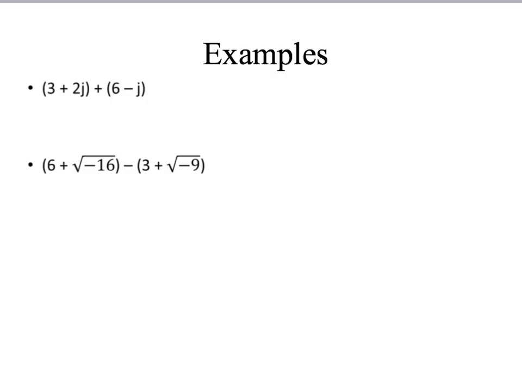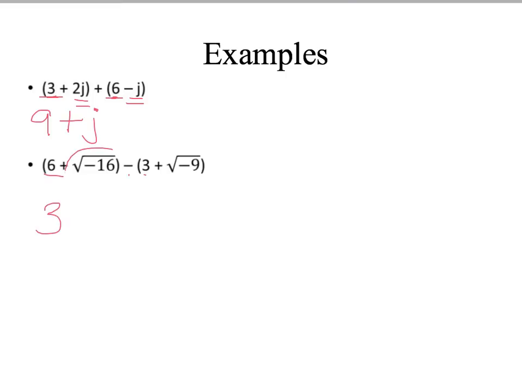We can also add and subtract. We just need to combine like terms. 3 plus 6 is 9. 2j minus j is 1j, so 9 plus j. 6 minus 3 is 3.